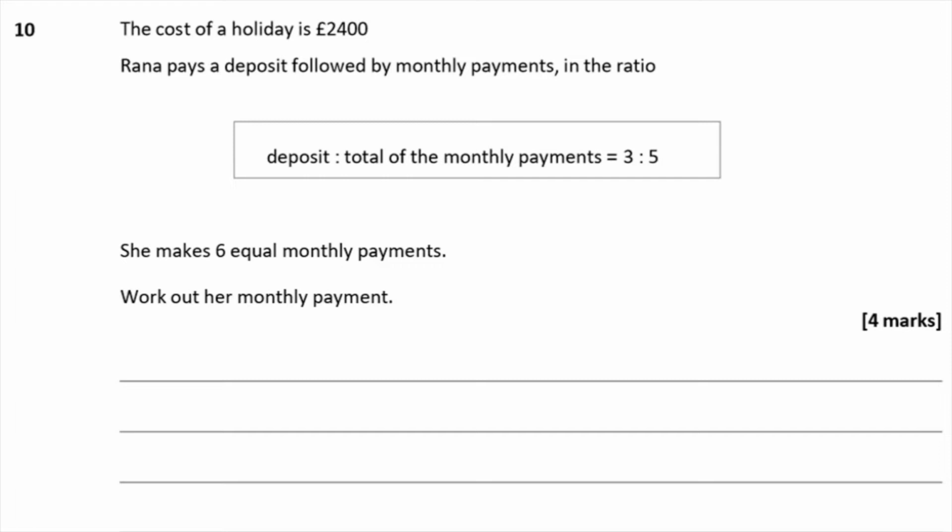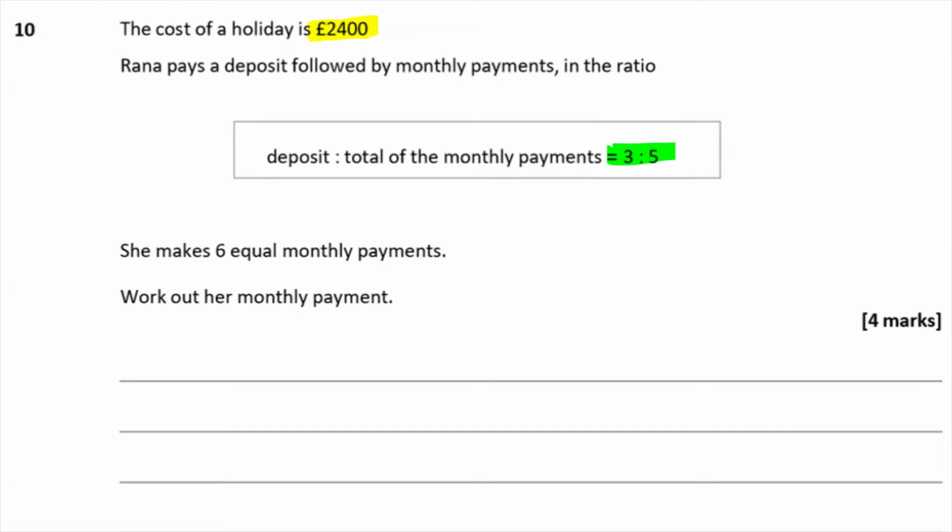Question 10. The cost of a holiday is £2,400. Rana pays a deposit followed by monthly payments in the ratio of deposit to total monthly payments of 3 to 5. She makes 6 equal monthly payments. Work out her monthly payment. So let's start by taking our total cost of holiday and dividing it in the ratio of 3 to 5, so we can know how much the deposit was and how much the total of the monthly payment is.